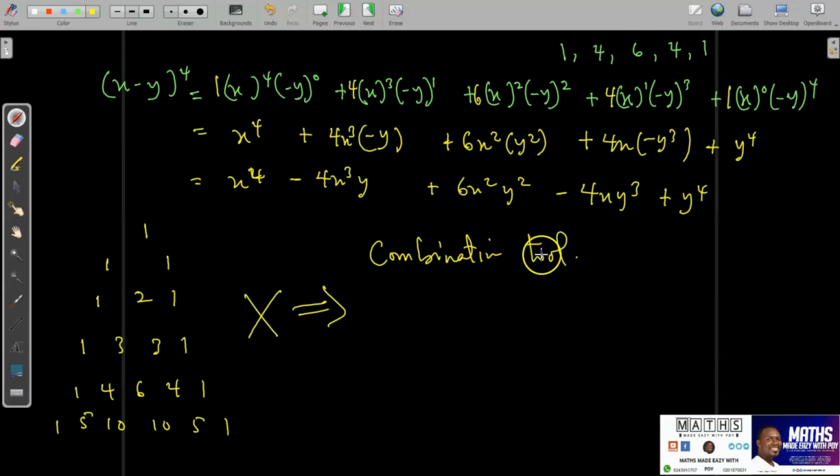The combination tool is on your calculator. On your calculator, it's shown as nCr. Please check on your calculator. Have you seen where the nCr is? Yes, sir. Very good. Let me display my calculator so that I can use it to help you understand how to apply the nCr.